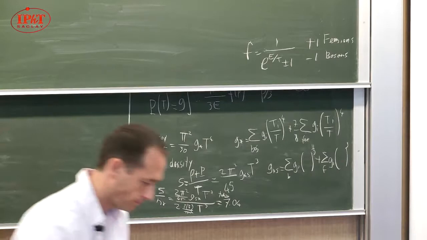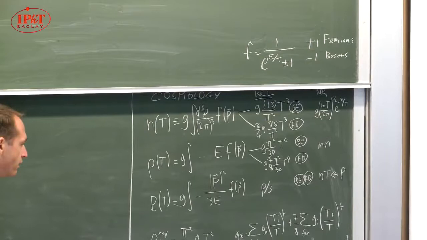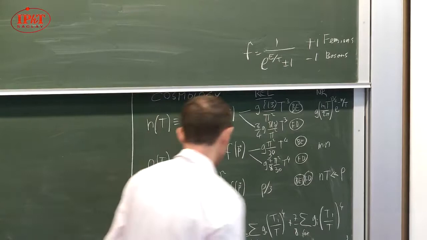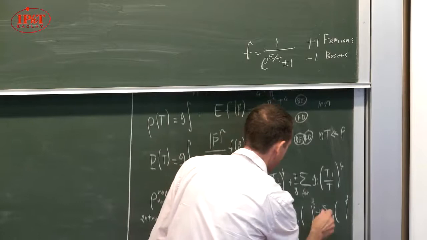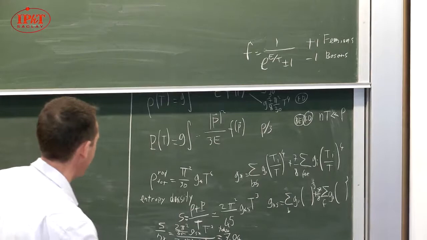So fermions and bosons have the same weight in g star s? I don't know. In the entropy? No, you're completely right. I forgot the 7/8. In g star s, there is 7/8. Yeah, sure. Sorry. This one here should have a 7/8, yes. I wanted to rewrite the same formula, but then I forgot. It's a bit messy, but we'll need them later, so I'll leave them here.